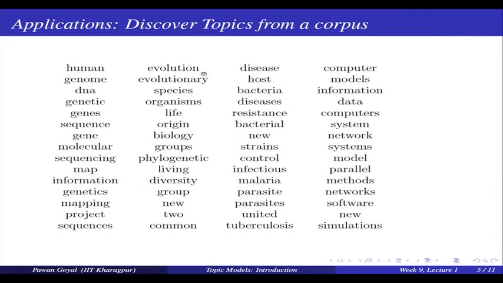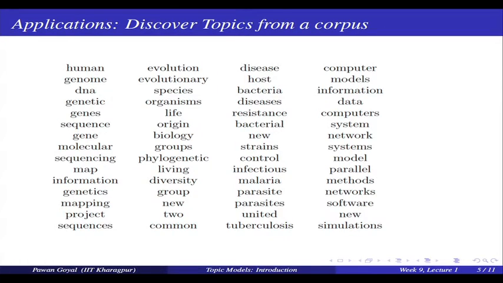So these are the more important words in this theme, and then it will tell you there is another theme going through this corpus, something like this: evolution, evolutionary, species, organism, life, origin, biology. Again you see a set of terms with high probability in that theme. There is no label given, but you can see it might be evolutionary biology. Then similarly another theme: disease, host, bacteria, diseases, and so on, and a fourth theme: computer, models, information, data, computers, and so on.